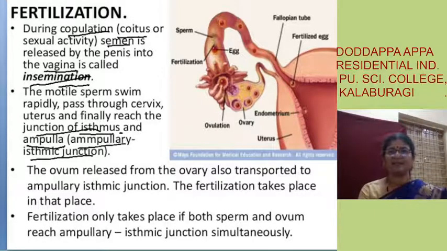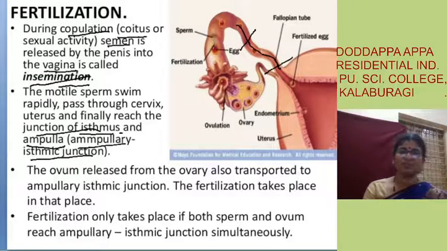In this part the fertilization will occur, and this part is called the ampullary isthmic junction, or you can say the upper part of the fallopian tube, where the fertilization will occur. The ovum, which is released from the ovary, will get transported to the ampullary isthmic junction, and the fertilization will take place in this place.